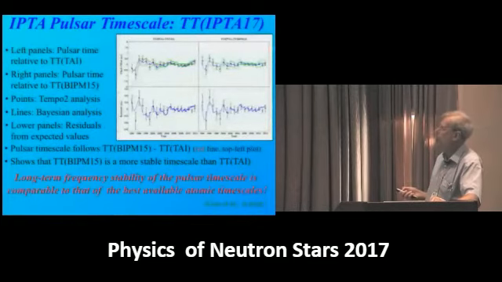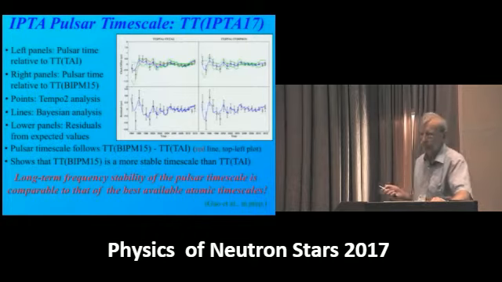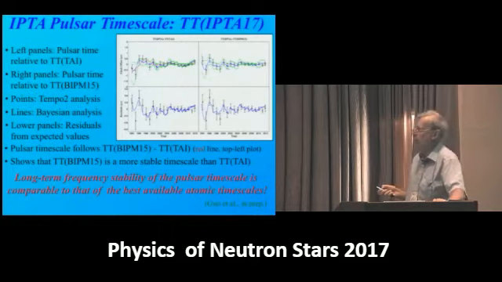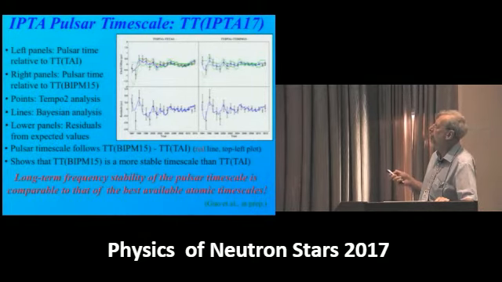So this shows our latest results on this. I probably don't have time to explain it in detail, but the important point is up here, where we're looking for a common signal with respect to international atomic time. Now, international atomic time is known to have errors in it, and there's an improved timescale called TT(BIPM15), and this red line is the difference between those two timescales.